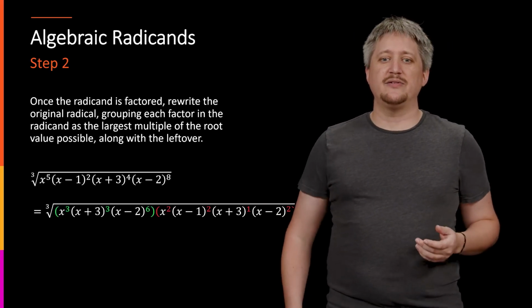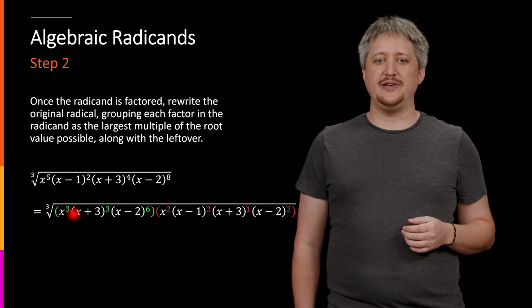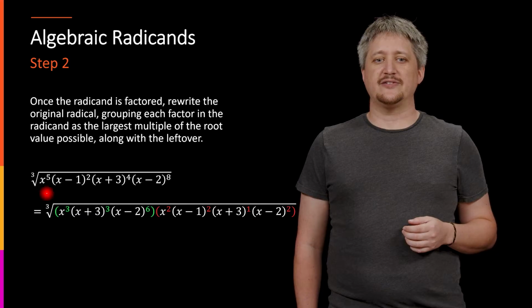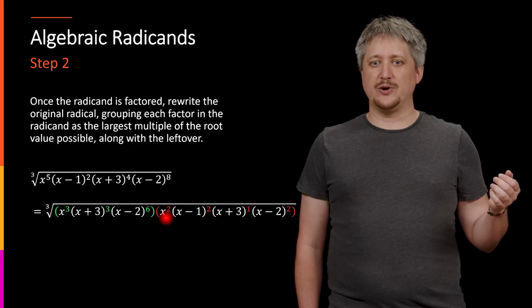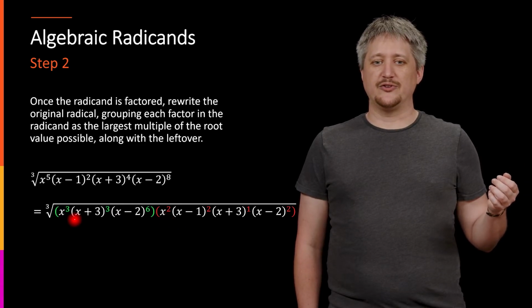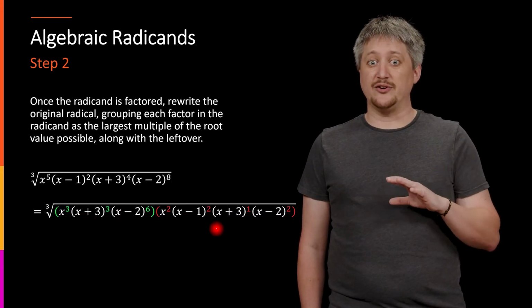So for the first one, and I tried to group these so it's clear where each piece is. Here, x to the 5th, I can write that as x cubed, right, because that's a multiple of 3, and then I'm going to have an x squared left over, right? So this first part is all of the multiple of 3 pieces that I have, and the second part in the red, that's where all the remainders end up going.